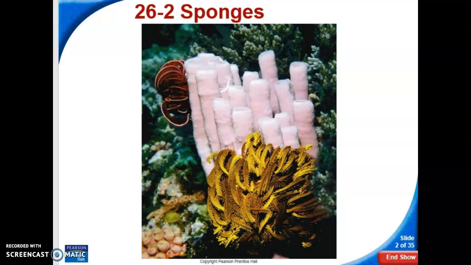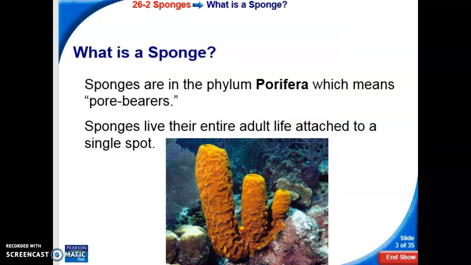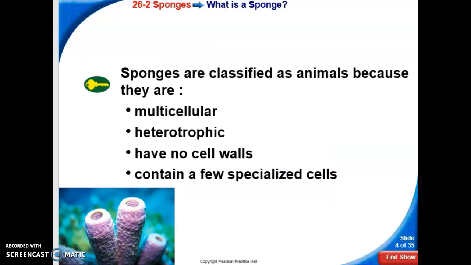Today we are going to start talking about animals, and we'll start with the simplest animal, the sponge. Sponges are in the phylum Porifera, which means pore bearers. They live their entire adult life attached to a single spot. Although they are very simple, they are classified as animals because they are multicellular. They are heterotrophic, so they have to consume food.